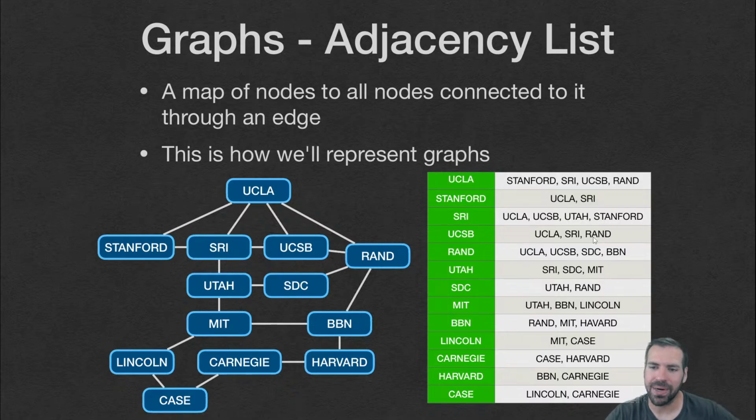So if you want a directional graph, say you can only go from Stanford to SRI, but not the other way around, then you would keep Stanford to SRI, but remove the SRI to Stanford. You wouldn't have that one.